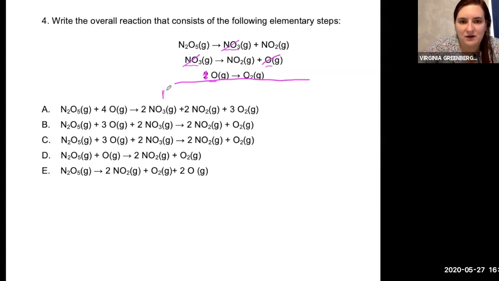So we'll have our N2O5, and then we'll have just 1 oxygen. And they will react then to make now 2 NO2s, because we make 1 in the first step and then 1 in the second step. And then we also end up with O2 gas. So this will be our overall reaction as this mechanism is written, and that would correspond to answer choice D then.